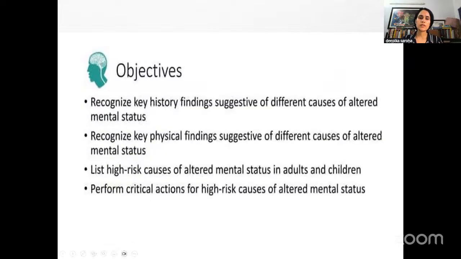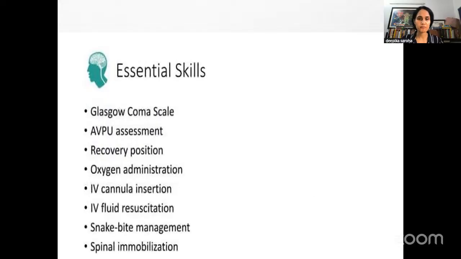Yes, to start with, the objective of today's presentation is to recognize the history findings which are suggestive of different causes, and along with that the physical findings which help us to differentiate what are the main causes of altered mental status. Why do you want to know the causes? So that we can treat those patients, we can segregate those patients on the basis of severity, and if at all they are needed to be referred, then we can refer those patients and we can bracket them into high risk patients and high risk causes of altered mental status as well.